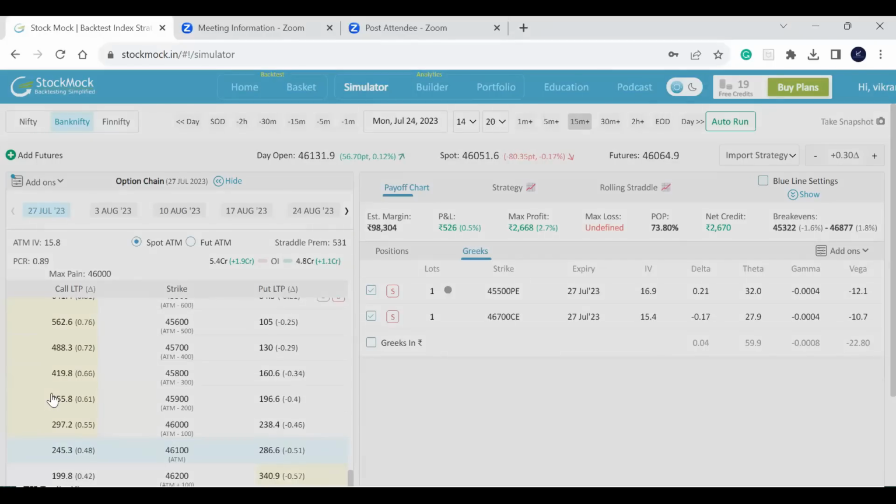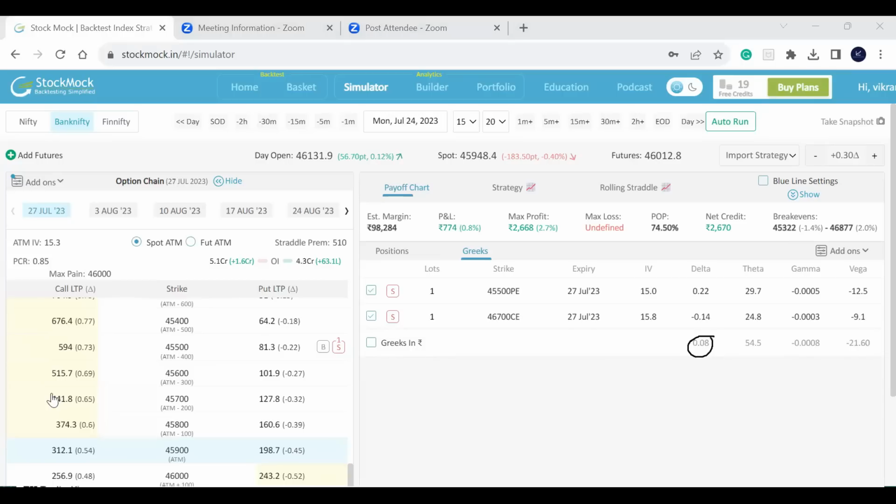And you can see that delta has not come to a 0.20 difference, and at 320 we are going to square off. So we have squared off the position at 320, and delta was a small difference of 0.8. It did not matter much, and the day ended with a profit of 774, one lot, right? And the good part is we did not have to do any adjustment. Without any adjustment, we booked the profit.